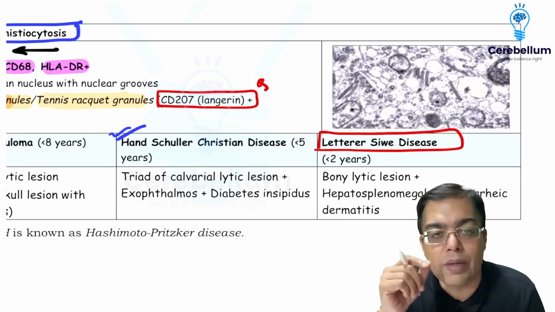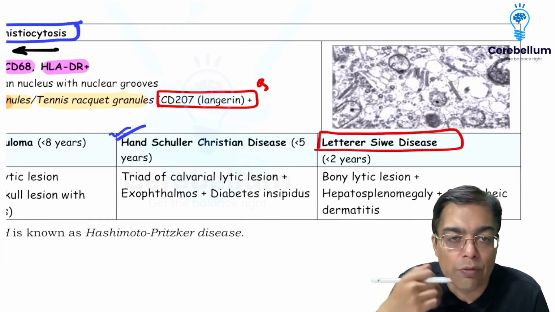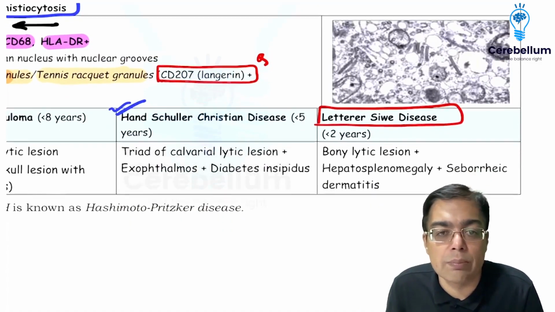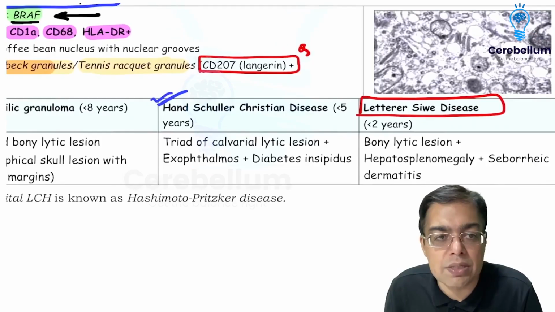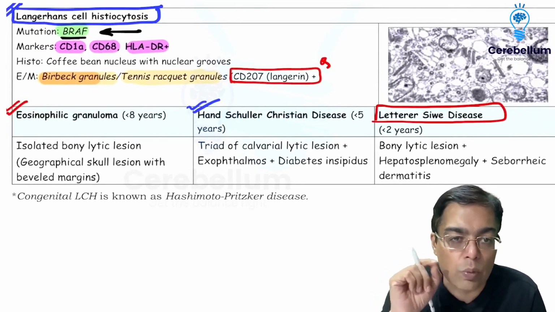These patients are going to be having, again, lytic lesions, that's important, and the presence of hepatosplenomegaly and dandruff, that is seborrheic dermatitis. So lytic lesions is something which is a common finding for them. In case of Letterer-Siwe severe disease, you are having seborrheic dermatitis.